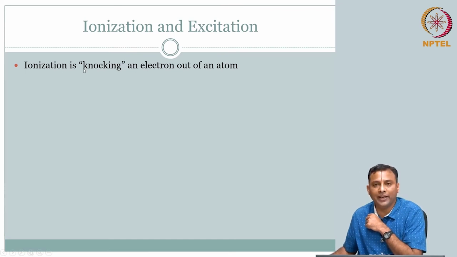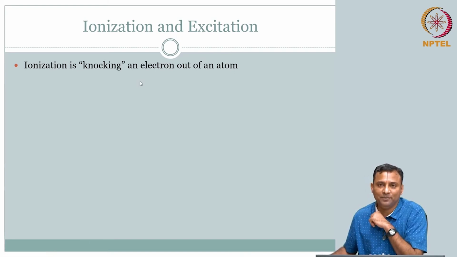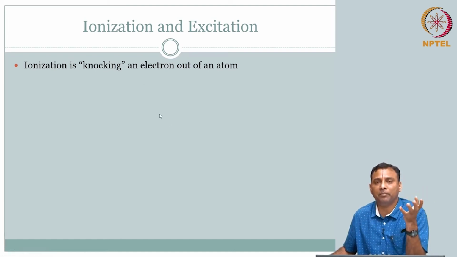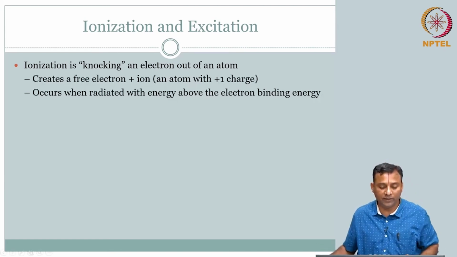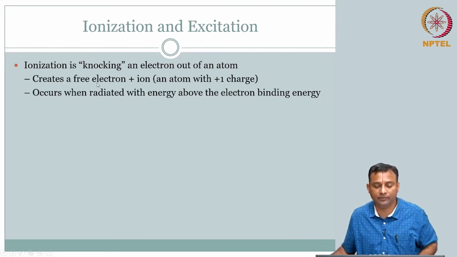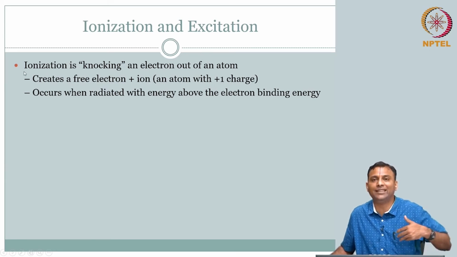So, in order to do ionization, what do you need to do? I have to supply energy that is greater than the binding energy. Now you see the problem. If you do ionization, you are breaking the stable atom into its ions. So, what will happen immediately? First, it creates a free electron plus an ion, an atom with a positive charge. You create a free electron and then there is an ion, that is why it is ionization.